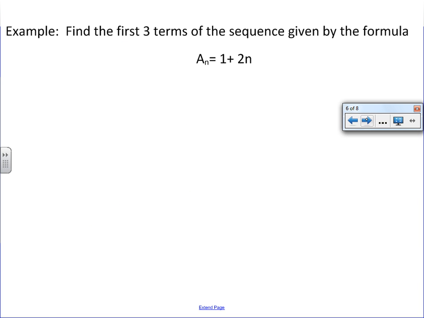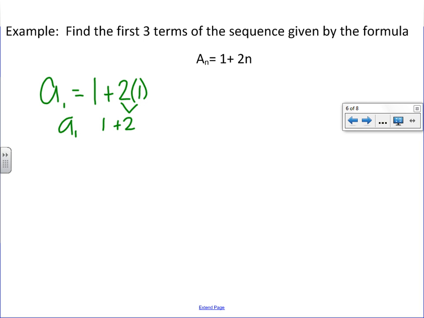Find the first 3 terms of the sequence given by the formula. So we're going to plug in 1, 2, and 3. So the first term is going to be a sub 1 equals 1 plus 2, and instead of n, we'll put 1. So we have to follow order of operations now. 2 times 1 is 2. Bring down everything else. So a sub 1 equals 3.